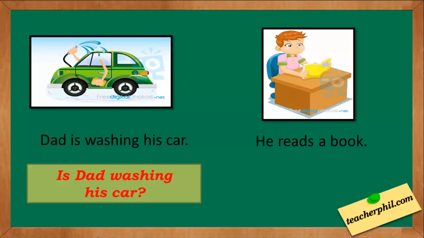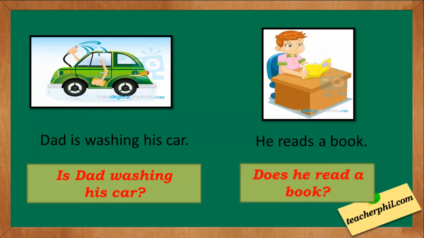The last one, he reads a book. The answer is, does he read a book? The subject he is singular and the verb is present. That's why does is used. Did you get it right?